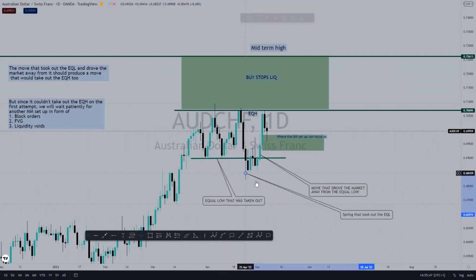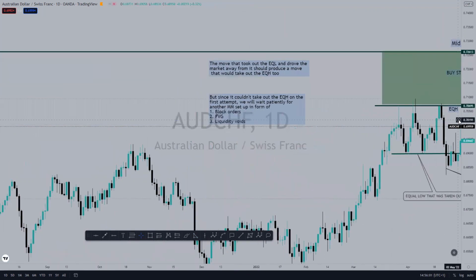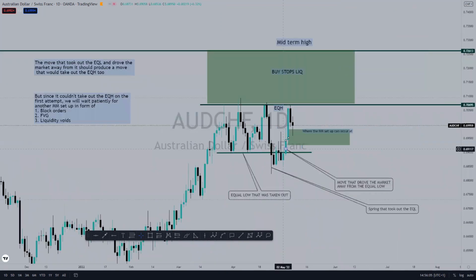Let me point to this one. By this move, the spring took out the equal low. Then after taking out the equal low, what is the next obvious place to take out? The equal highs here. There are about 1, 2, 3, then 4 now. But let's say the market was here when we were looking at the chart. They were about 3. So then everyone will be like, yes, this thing has to go up. Now, it went up.